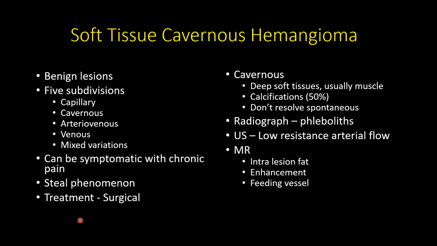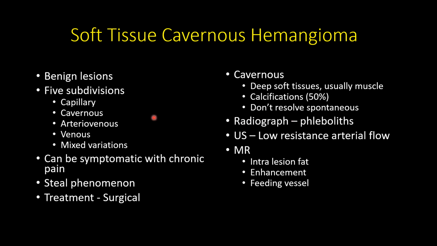So let's talk a little bit about soft tissue hemangiomas and soft tissue cavernous hemangiomas. Soft tissue hemangiomas are benign vascular lesions seen in the soft tissues. There are 5 subdivisions: the capillary, cavernous, arteriovenous, venous, and mixed variations. Capillary is the most common and usually seen in babies. This usually resolves spontaneously. The second most common is the cavernous, and they are usually seen in the deep soft tissues, usually within muscles. These don't resolve spontaneously.